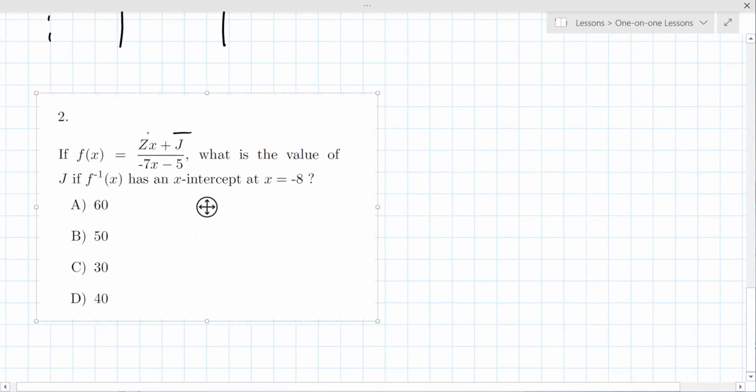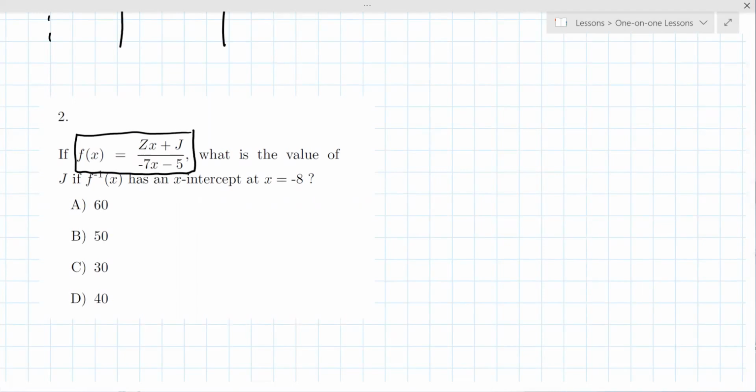So I'd like you to first find the inverse of this thing, and I'll write the solution out in a moment or two.